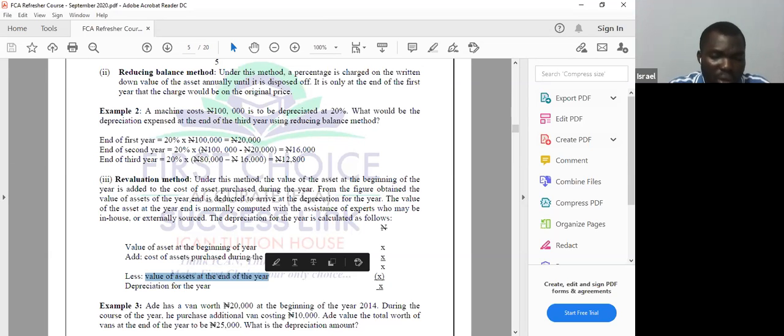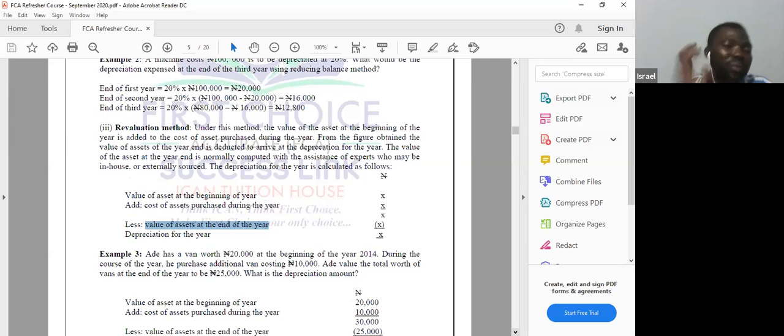So if you look at question 3, it says they had a van worth 20,000 at the beginning of the year. That is the amount given at the beginning of the year, 20,000. During the course of the year, he purchased an additional van costing 10,000. So we can put additional as a column and put that amount there. Then the total worth of the van at the end of the year is 25,000.